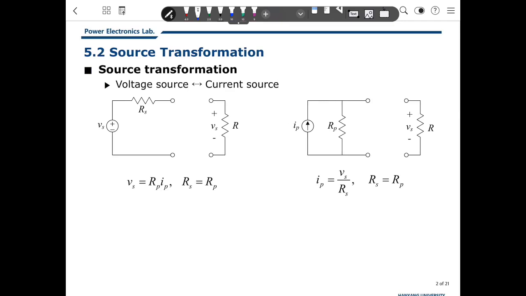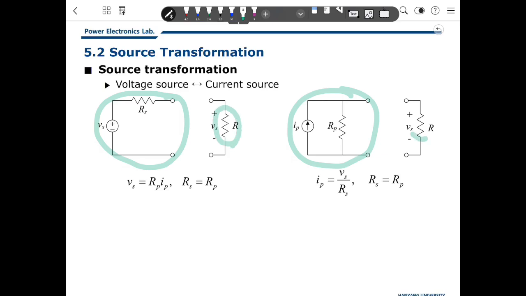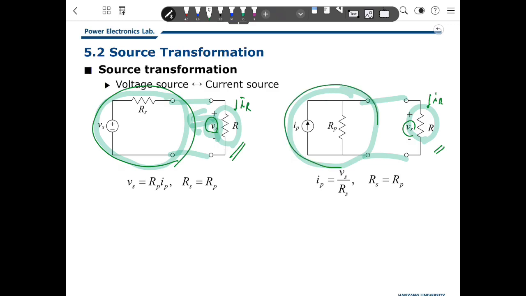Okay, if the source is the same, that means this source and this source are equivalent. They're the same. Then we connect the same resistor to the circuit. When you connect here and here, then Vs and current IR are the same in the case of here and here. Then you can say that and that will be the same because there is a source transformation.